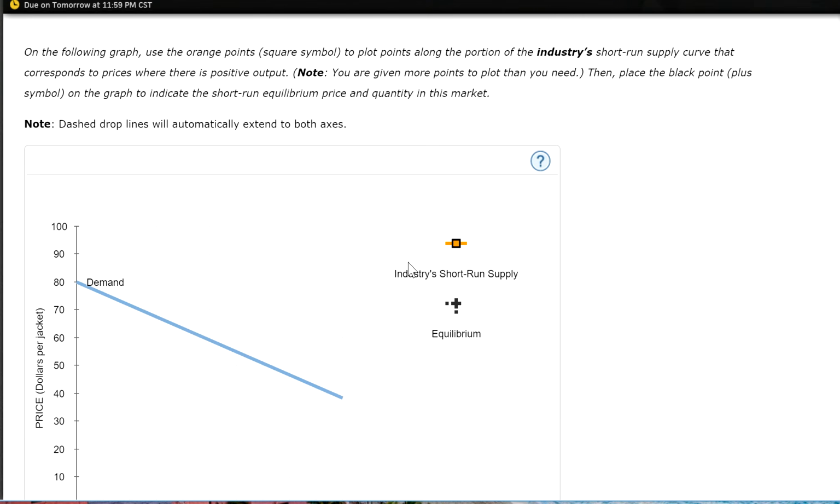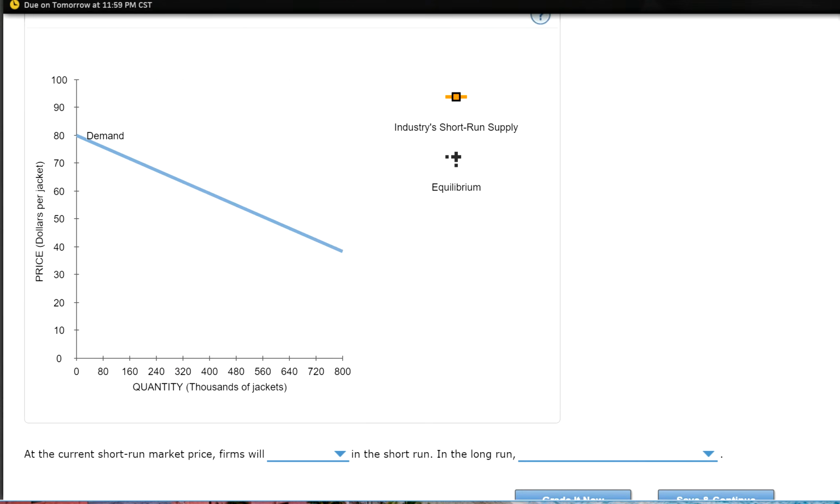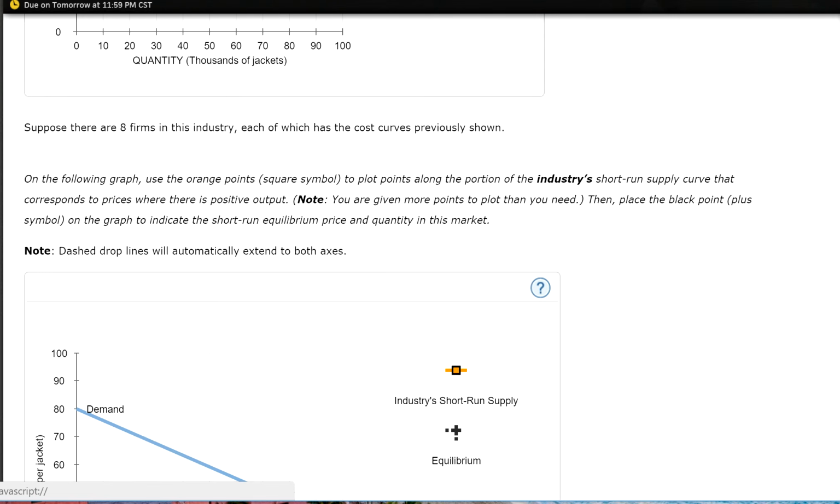Man, there's still more. On the following graph, use the orange points to plot the points along the portion of the industry short-run supply curve that correspond to prices where output is positive. You are given more points than you need. Then place the black point at the short-run equilibrium price. This question is so long. How many companies do we have in the industry? There are 8 companies.